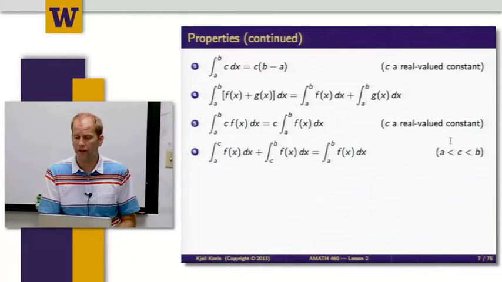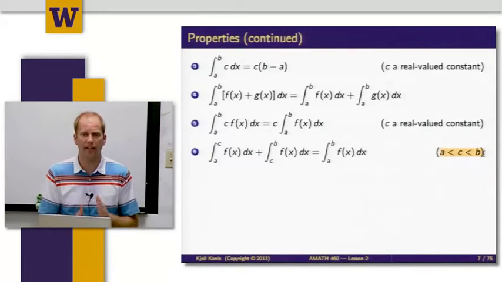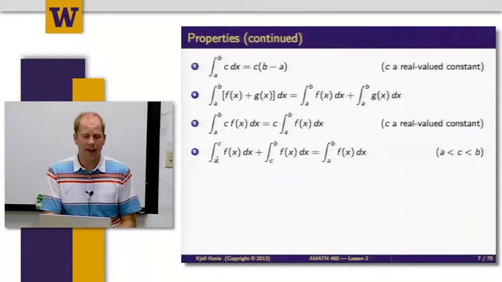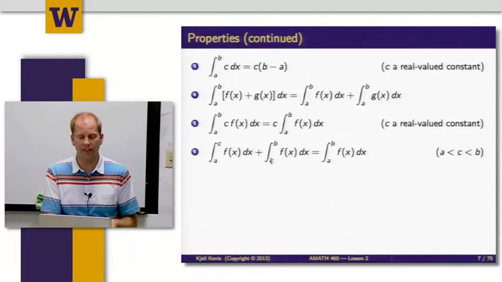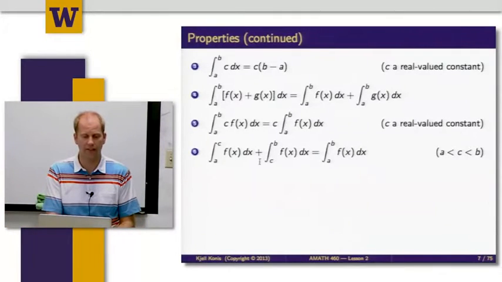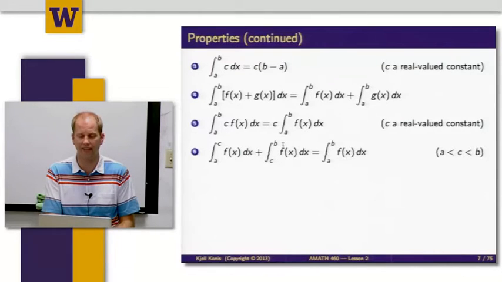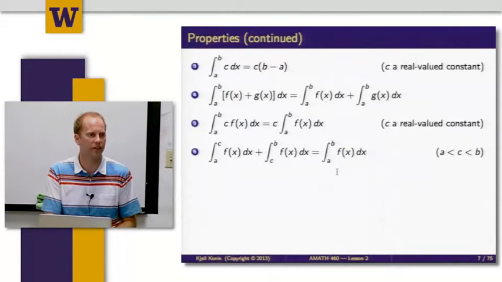And now I'm going to choose a point c that's strictly in between a and b. So I'm splitting up the interval ab into two pieces. And if I integrate the function f of x over the first piece and add that to the integral of f of x over the second piece, that's going to be equal to the value of the integral over the whole interval. So it's just the integral from a to c of f of x plus the integral from c to b of f of x is the same thing as the integral from a to b of f of x.